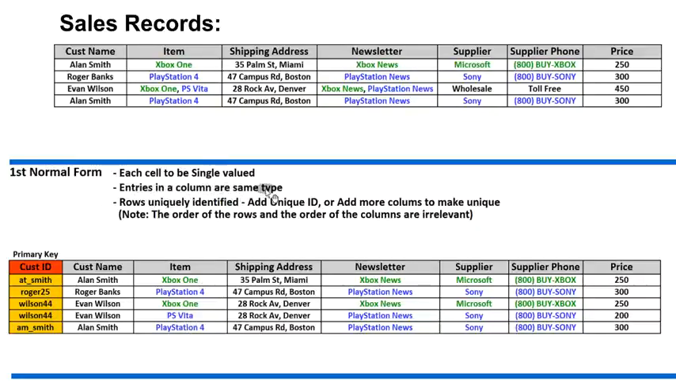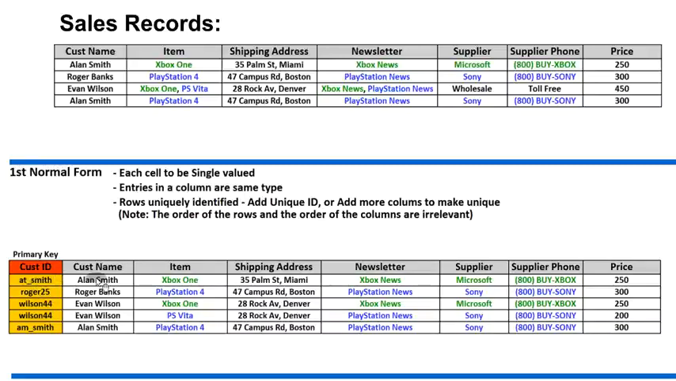Entries in the column are now the same type, as wholesale and toll-free were replaced with the proper values. So now we don't allow entry of just random values in here. They have to be filled out properly. And the rows must be uniquely identified.